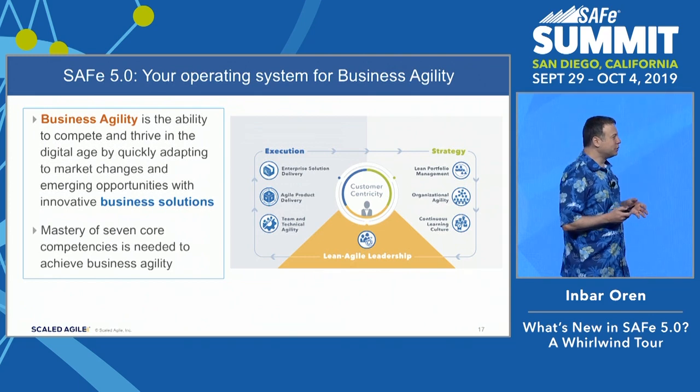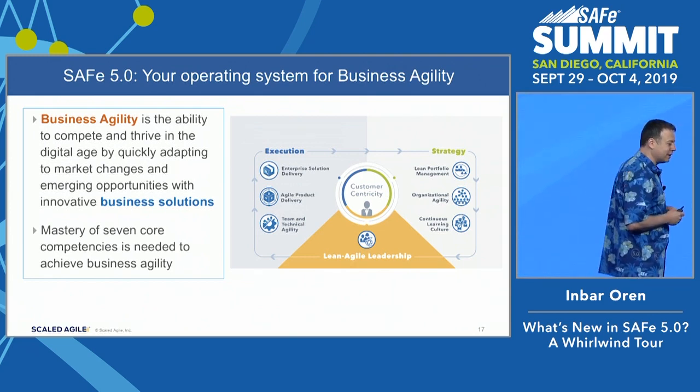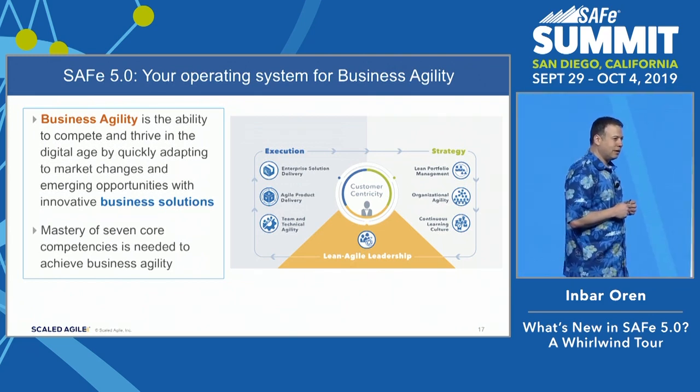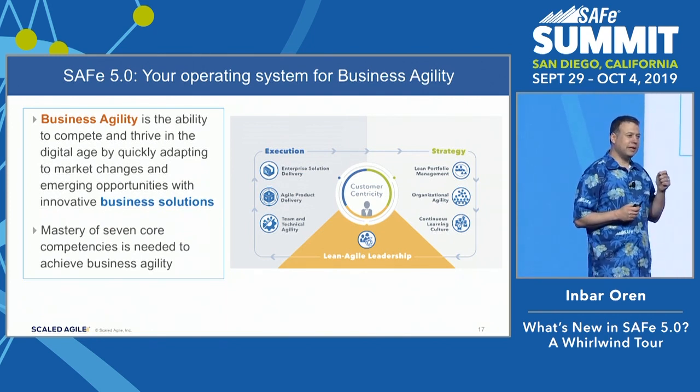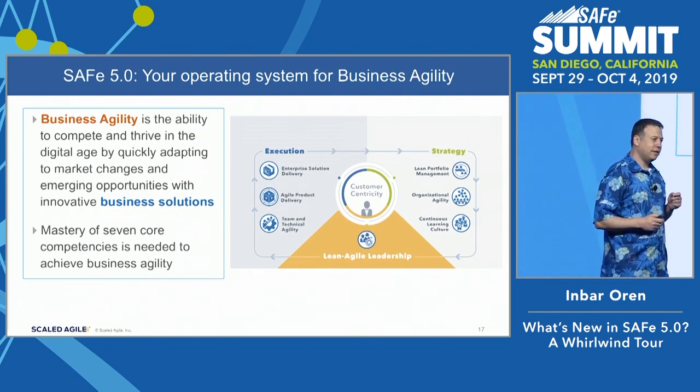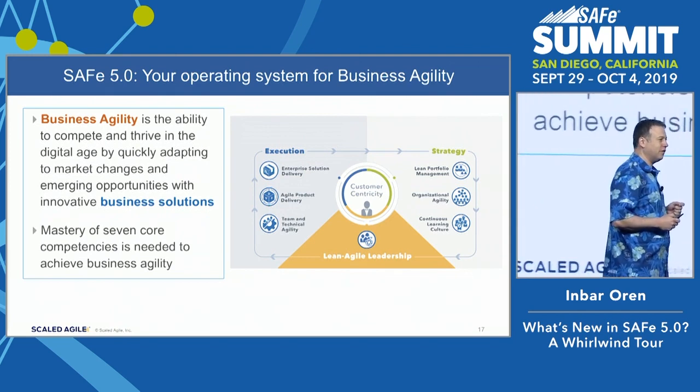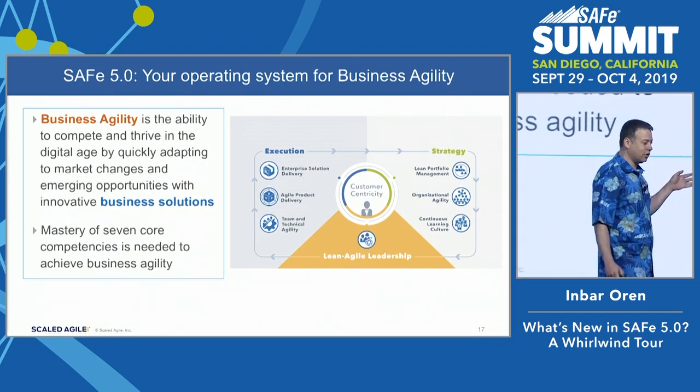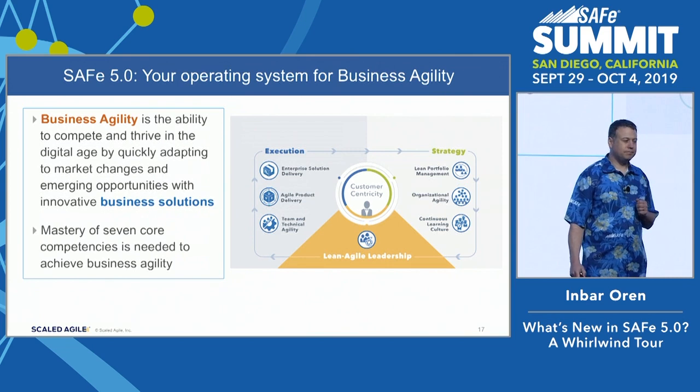And with 4.6, we introduced the concept of the core competencies of the lean enterprise. And with 5.0, we're taking it a step further. The 7 core competencies of business agility. And you have them right here. You saw them yesterday in Dean's keynote.